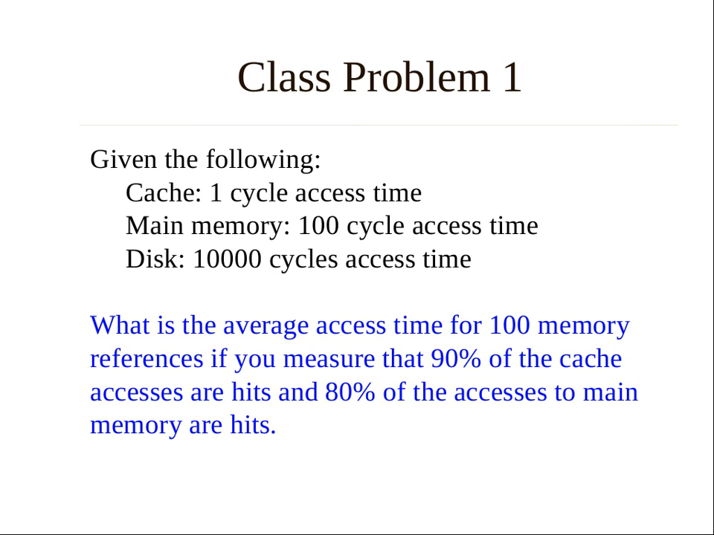So we'll say going to cache takes 1 cycle, going to memory takes 100. In reality, this number is probably closer to 500 cycles. And going to disk, 10,000, it's probably closer to 1 million nowadays.